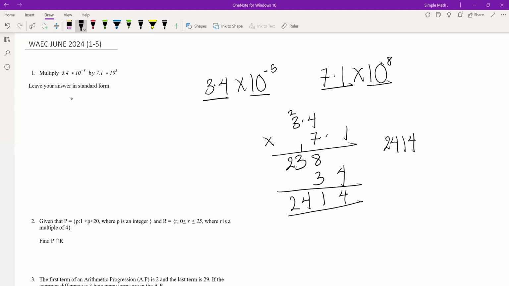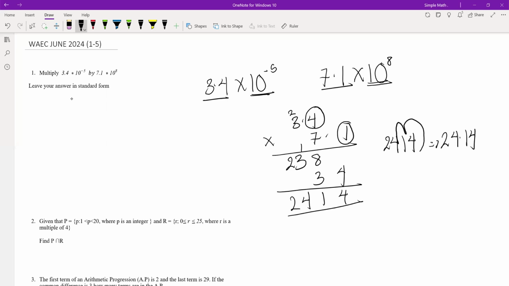However, remember we have how many decimal places in total? How many numbers are after the decimal point? We have 2 numbers, so we have to account for that by saying 1, 2. This becomes 24.14. Now remember that we still have the powers of 10.